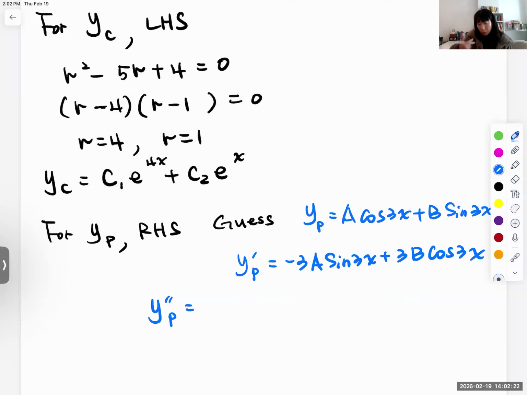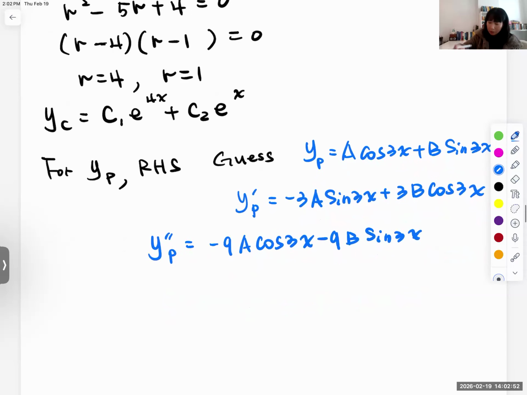Okay? All right. Double prime. Derivative of sine is cosine, and times 3, right? So negative 9A cosine 3x, and derivative of cosine is a negative sine and then times 3, so negative 9B sine 3x.